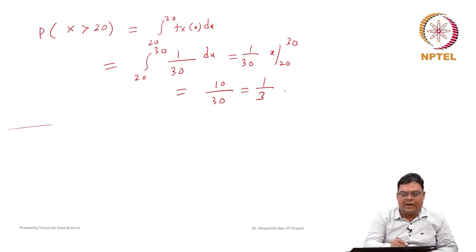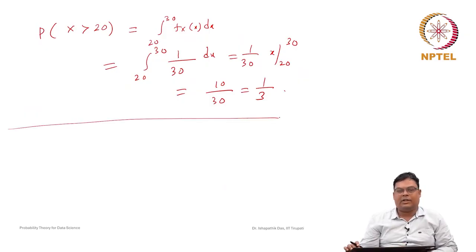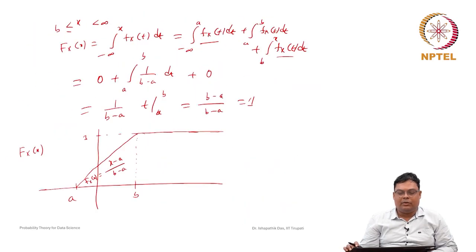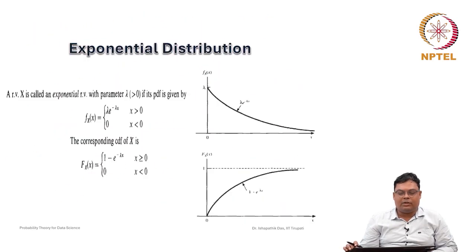So, we just completed one continuous distribution, the uniform distribution. Next we will discuss more continuous distributions, some of the important ones. One of them is the exponential distribution, the exponential random variable. We will discuss the exponential distribution next.